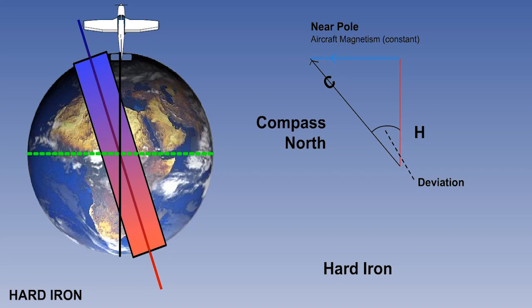We can say therefore that with hard iron, aircraft magnetism does not change with magnetic latitude, but deviation will change with magnetic latitude. Let's look at soft iron now.